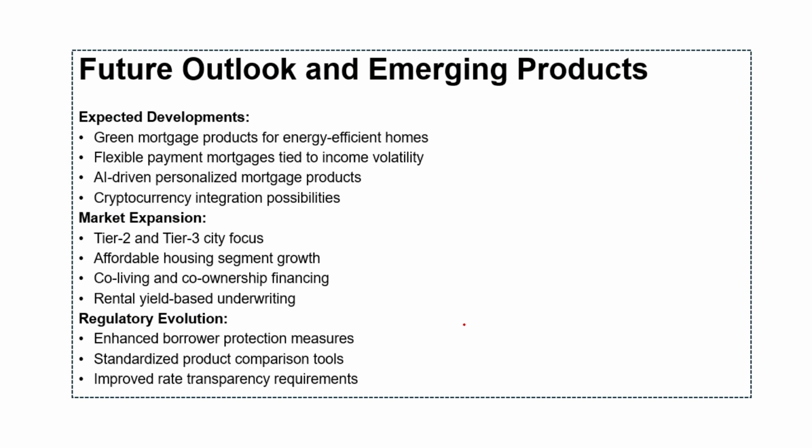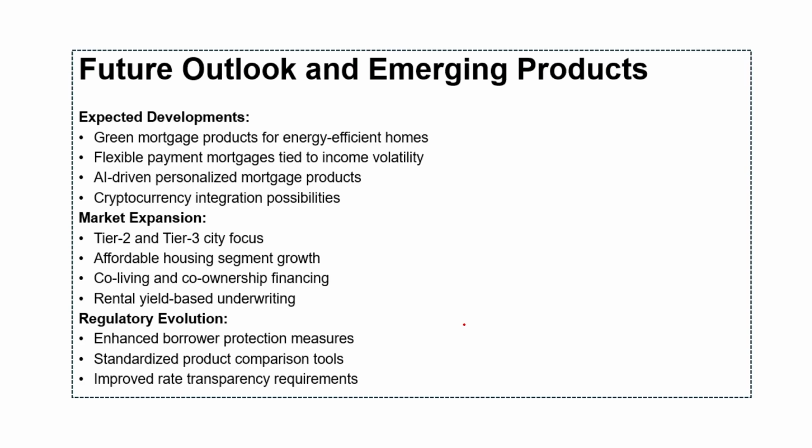Then flexible payment mortgages tied to income volatility are there now, because of the kind of job market we have. AI driven personalized mortgage products are there. So AI is being used more and more. Cryptocurrency integration possibilities are there. So such new models are also being brought in.